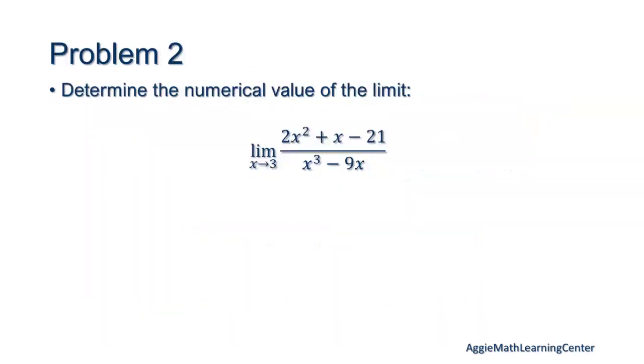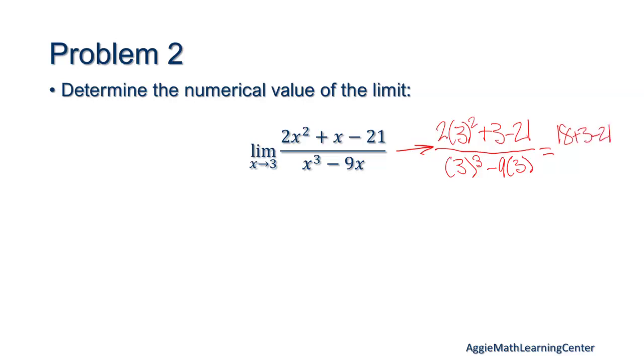We're asked to find the numerical value of this limit as x approaches 3. If we just plug in our values for x like we did on the last problem, we'd have 2 times 3 squared plus 3 minus 21 all over 3 cubed minus 9 times 3. That's 9 times 2 is 18, plus 3, minus 21, over 27 minus 27. And that gives us 0 over 0.